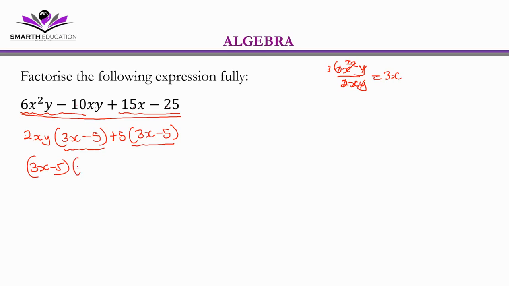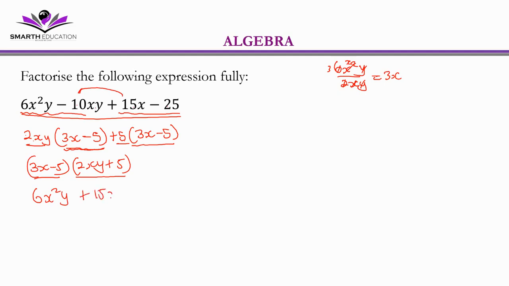Right, and then the second bracket, if you say 2xy times 3x minus 5 divided by 3x minus 5, we get 2xy. And then 5 times 3x minus 5 divided by 3x minus 5, you get 5. Or just say the common bracket forms the first bracket, and then this coefficient and this coefficient form the second bracket.